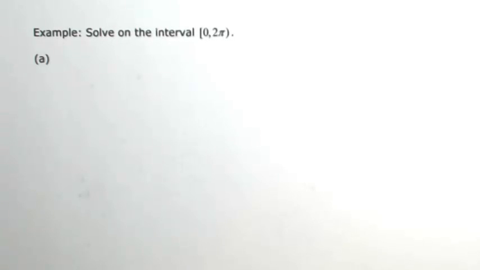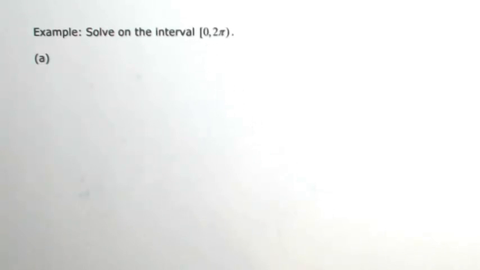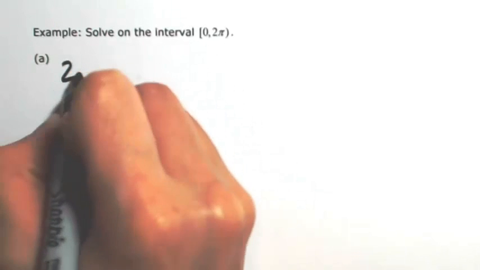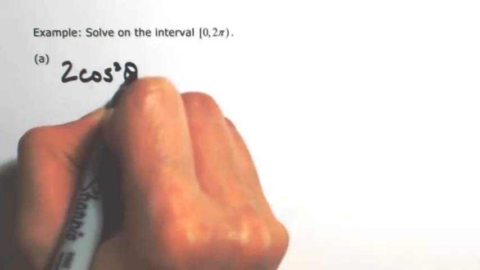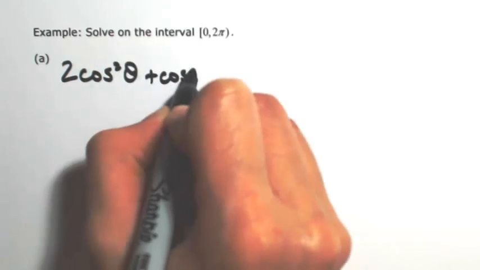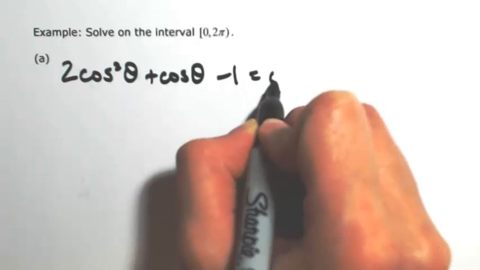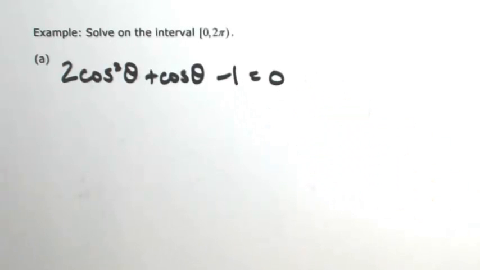Let's do some examples of trigonometric equations that have multiple trig functions involved. And we're going to solve between 0 and 2 pi, not including 2 pi. Let's say we have 2 cosine squared theta plus cosine of theta minus 1. And this is going to be set to 0.